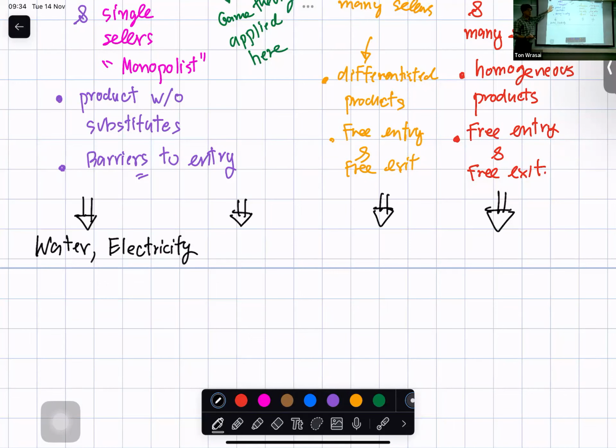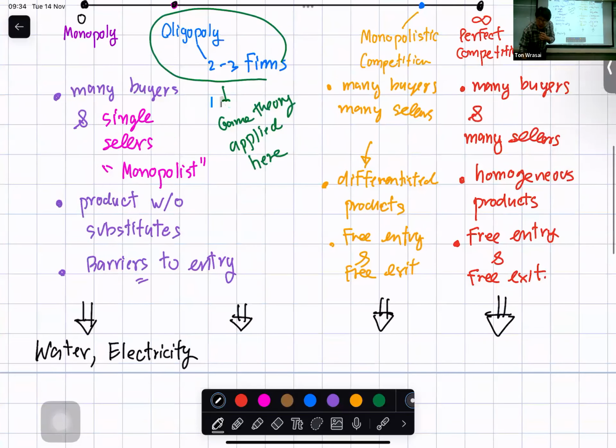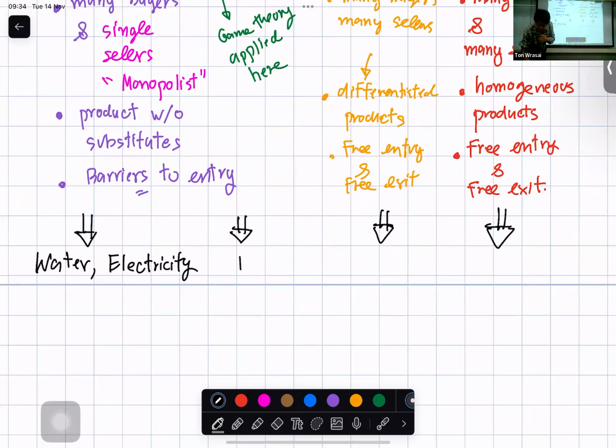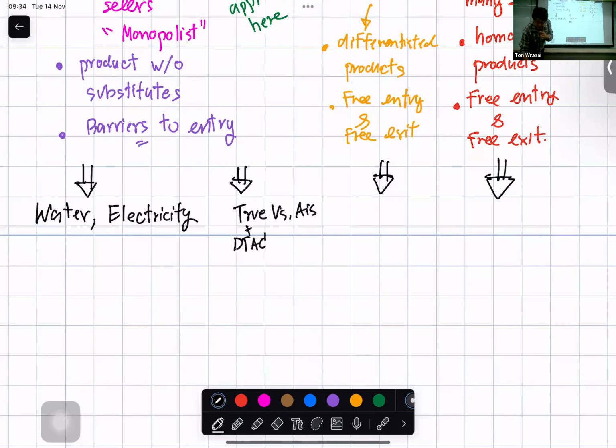Okay, I put examples here. For monopoly structure, we look at water, we look at electricity produced and sold in Thailand. They exhibit this structure since only one firm produces and sells this. When we look at oligopoly, we think of True versus AIS, True plus Dtac versus AIS. We look at Coke compete with Pepsi.